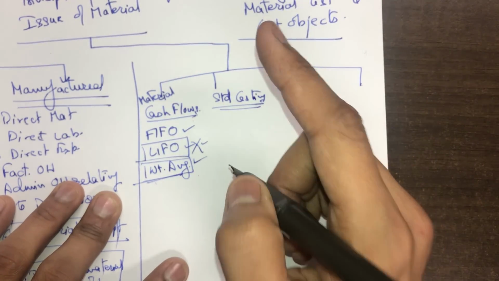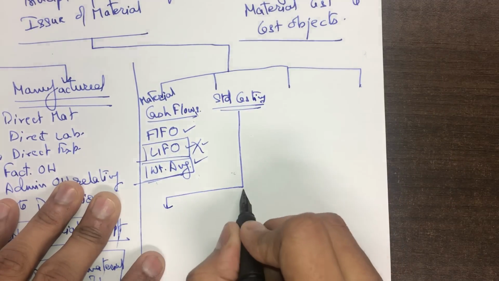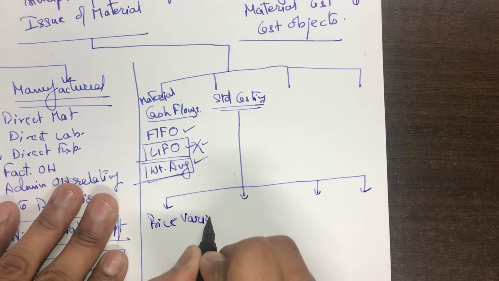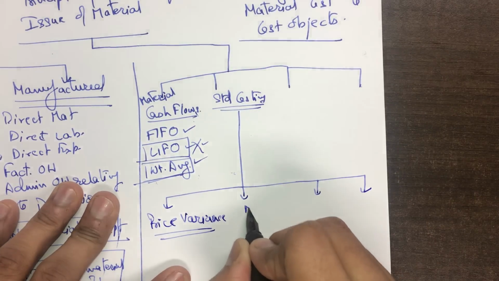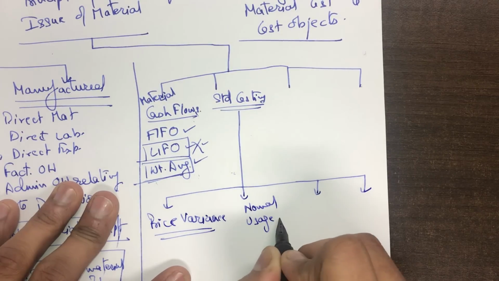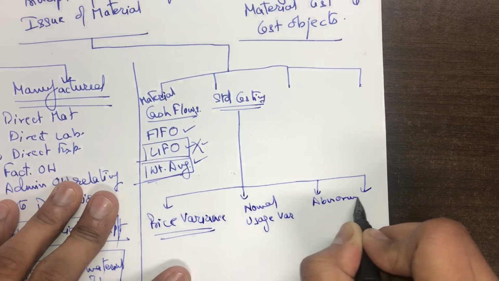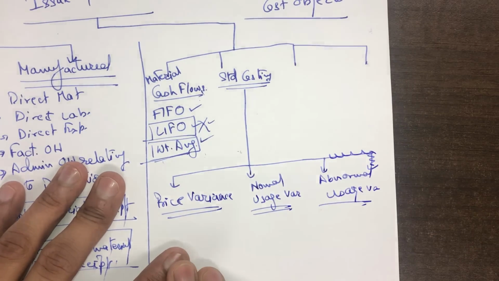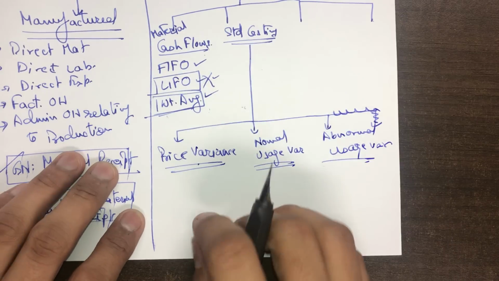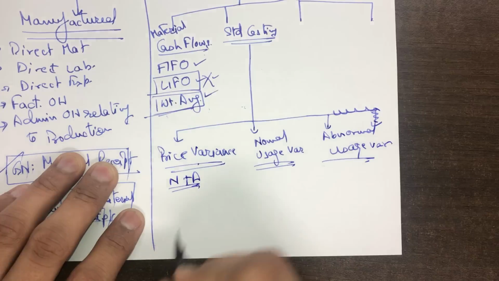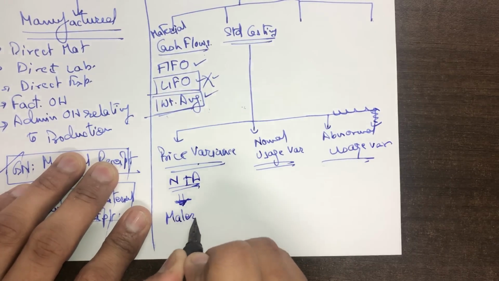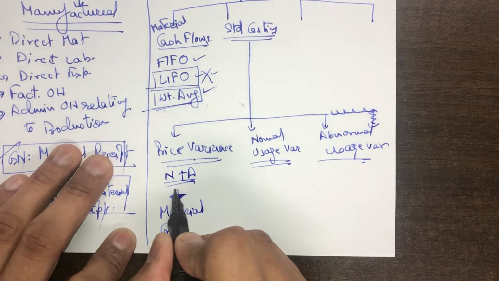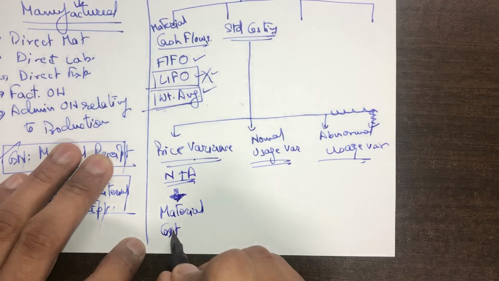If you are using the standard rates, then there is bound to be certain variances. So there can be price variance, there can be normal usage variance, there can be abnormal usage variance. So there can be three kinds of variances: price variance, normal usage variance, abnormal usage variance. Price variance, whether normal or abnormal, both are to be taken to the material cost. Yes, if there's a price variance at the year end when you compute your actual price of material, then if there is a price variance, whether normal or abnormal, it is to be taken to the material cost.